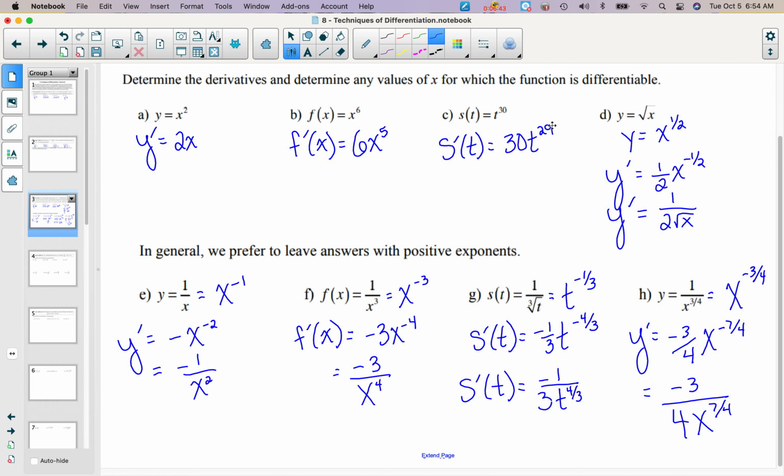Now, if we want to think about any values where the function is not differentiable, clearly x can't be 0 here. It's not going to be differentiable at 0. Same thing here, not differentiable at 0. Same thing here because it's not going to be differentiable at t equals 0. And for this one, because we have an even root, we have a restriction on the domain that x has to be greater than 0. So it wouldn't be differentiable if it was less than or equal to 0. So it is differentiable when x is greater than 0.